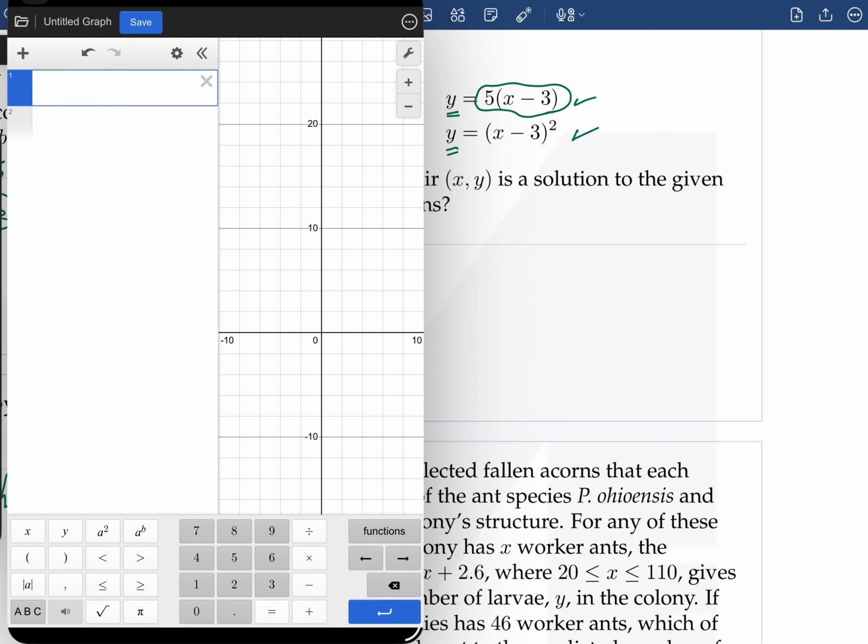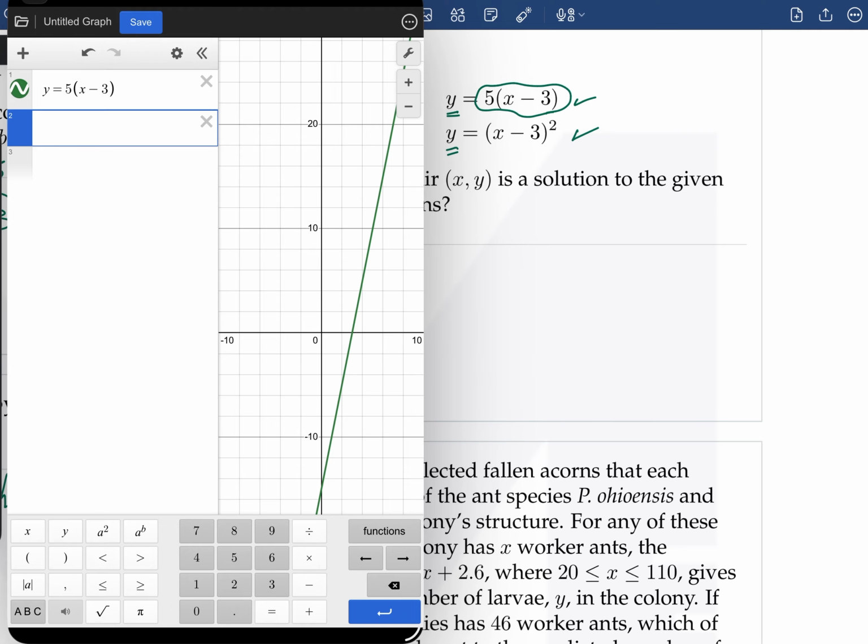So y is equal to 5 times x minus 3 gives us a line, as you can see here. And the second one is y is equal to a pair of parentheses first, and then write the square sign and go inside and write x minus 3.